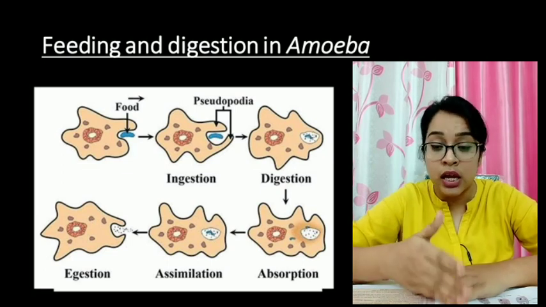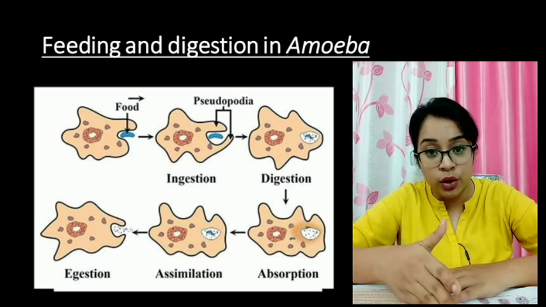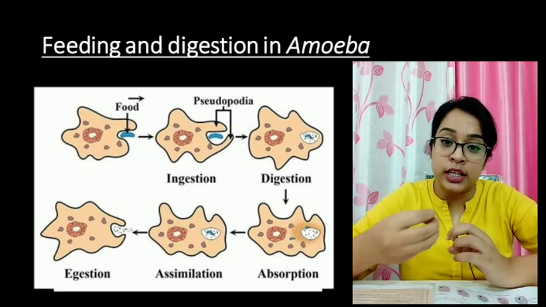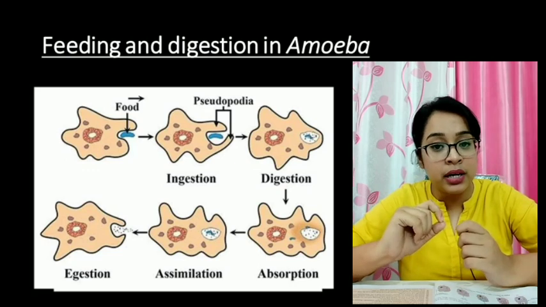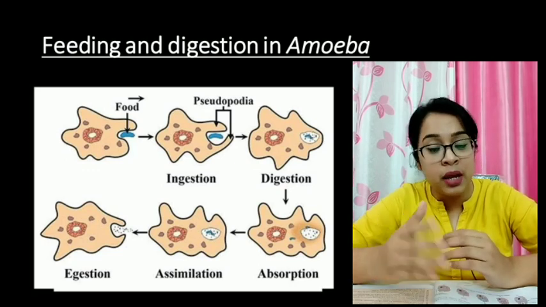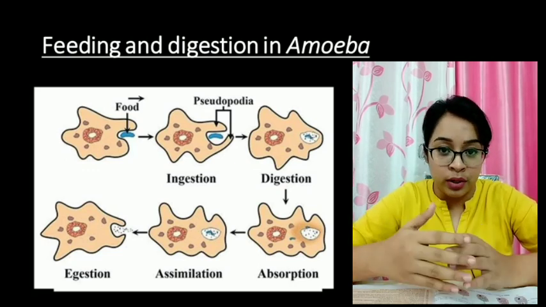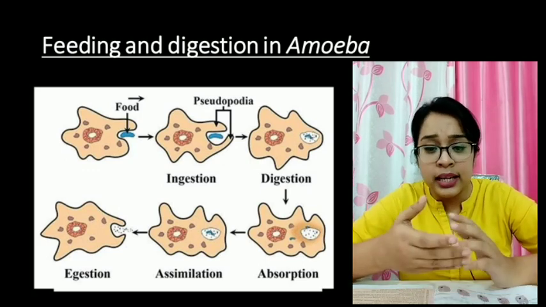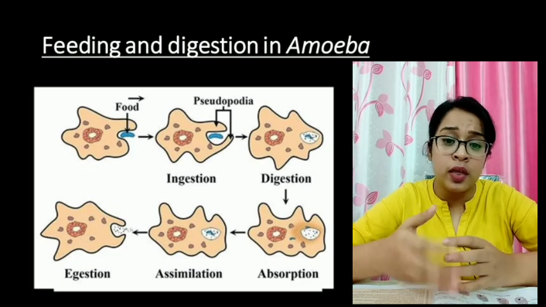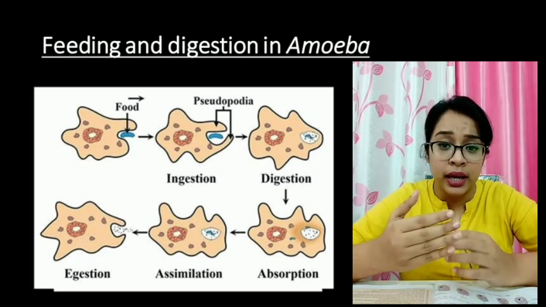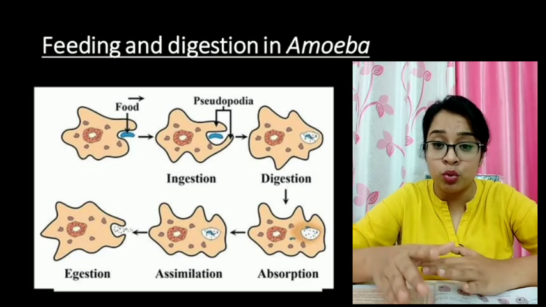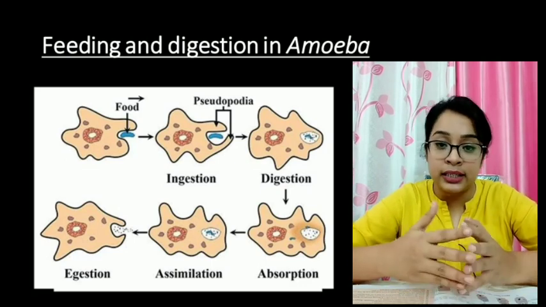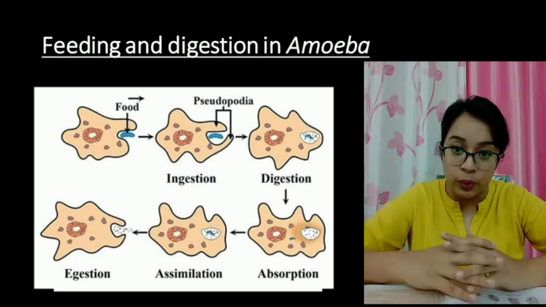Again, they don't have any specialized organ for that. The part from where it will eject, the plasma membrane gets ruptured and they simply pass the unwanted food material out from their body. As they are living in a pond, they just leave the unwanted food item behind, and they can move. They move by flowing the cytoplasm towards any direction and forming pseudopodia.